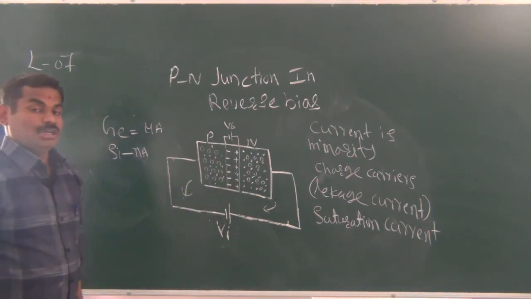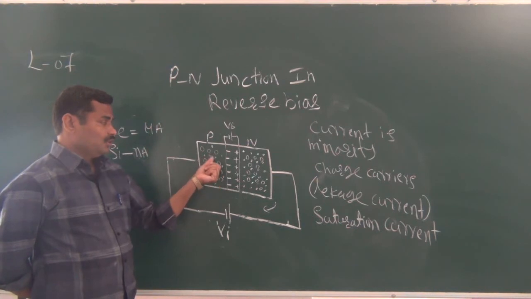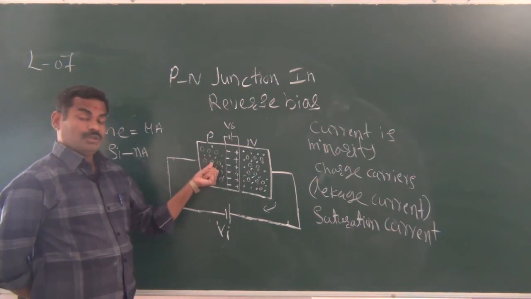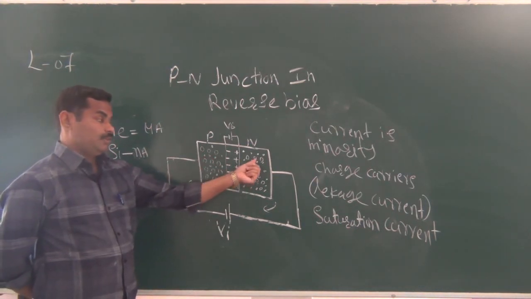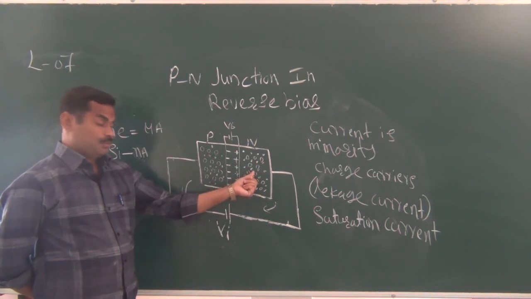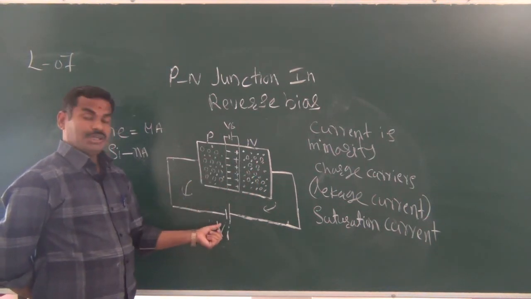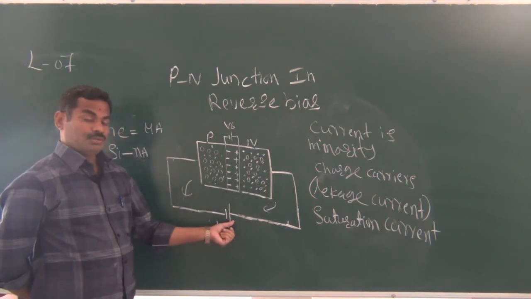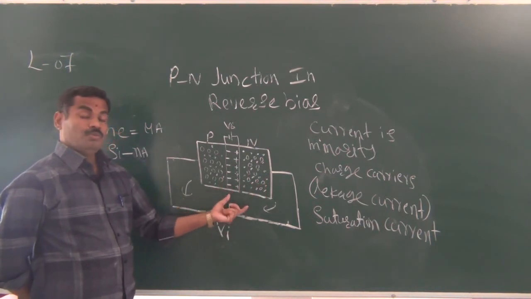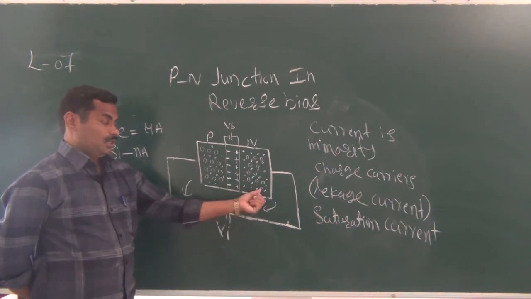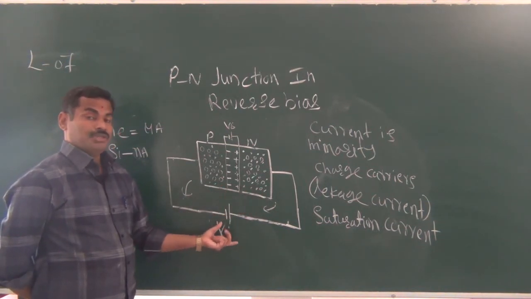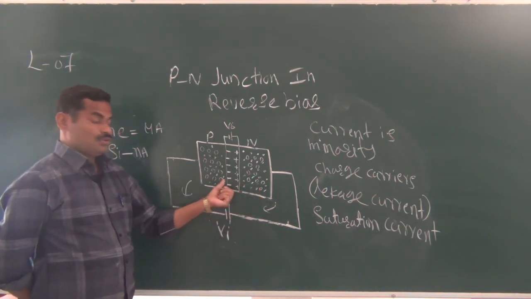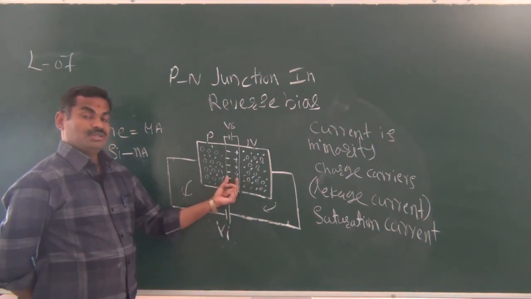Then, the second point. Look here, in P-type the holes are majority carriers, and in N-type the electrons are majority carriers. It means the holes will be attracted by the negative battery, and the electrons will be attracted by the positive battery. The electrons and holes move away from the junction, which means the depletion layer increases.